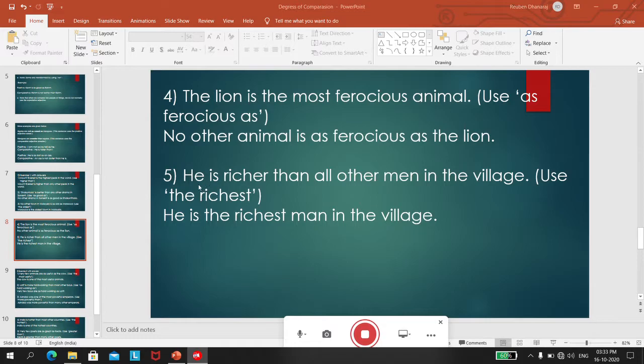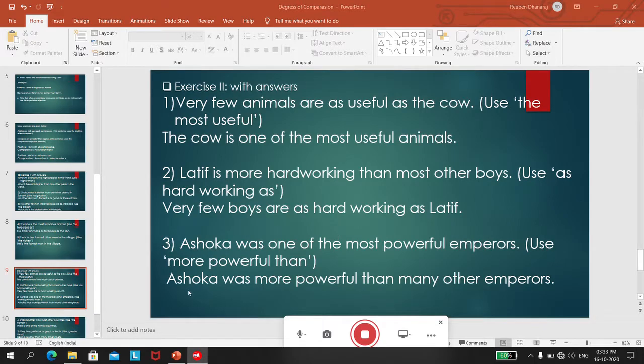The next one, example. He is richer than all other men in the village. Use the richest. He is the richest man in the village. Next one. Exercise 2, also with answers. Very few animals are as useful as the cow. I might ask you to use most useful or the most useful.